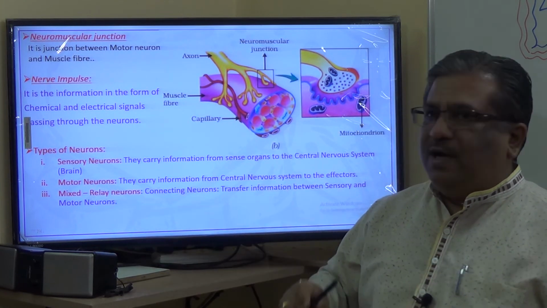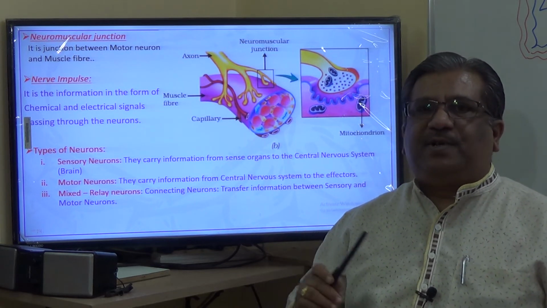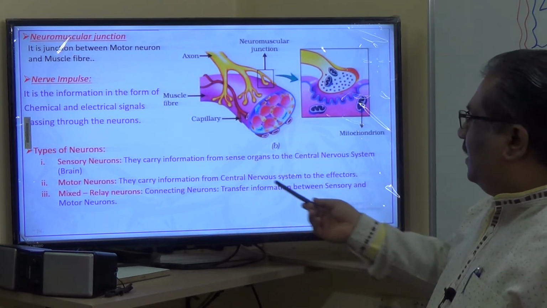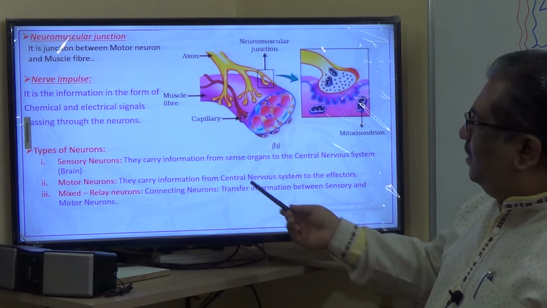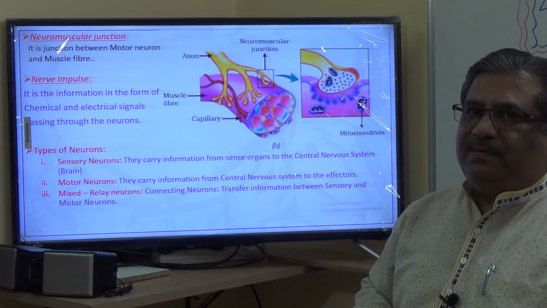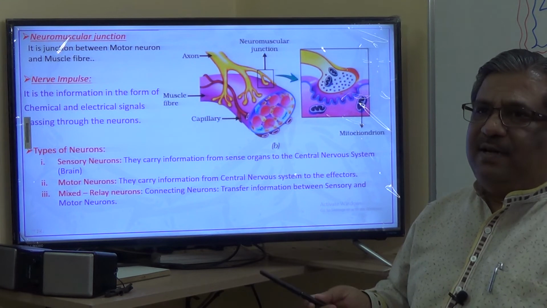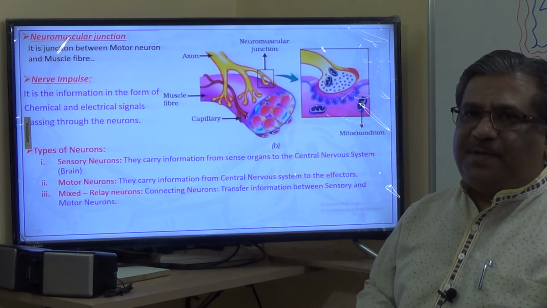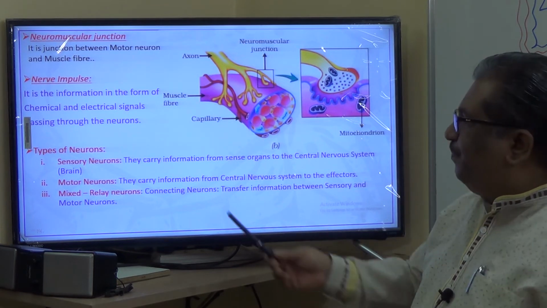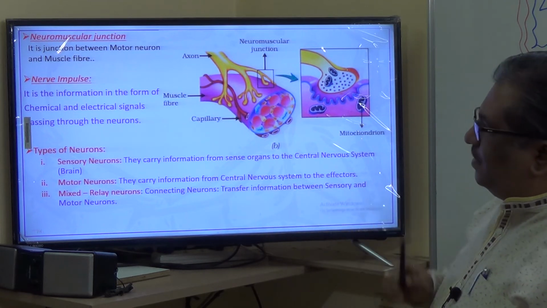Motor neurons. Motor neurons are the neurons that carry information from the brain to the muscles. Okay, central nervous system to the effectors. Yes, this is the best way to put it. Motor neurons are the neurons that carry information from the central nervous system to the effectors. What are effectors? Those are the muscles which receive the information and provide the movement as a response to the stimulus.